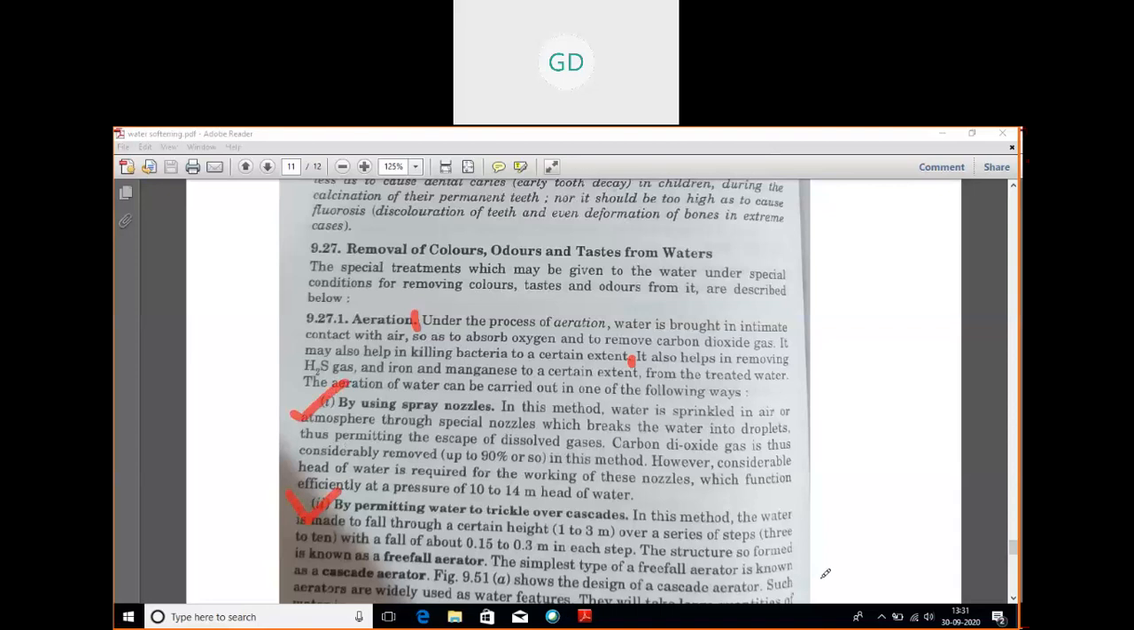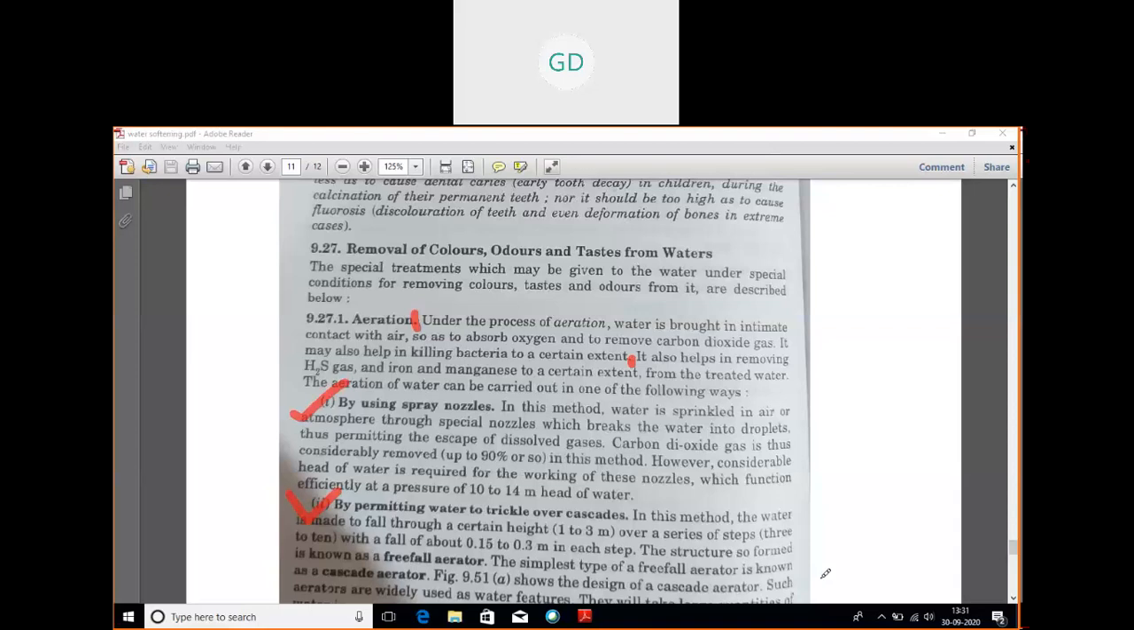So in this method, there are certain special nozzles which face the atmosphere, or the air. Water is sprinkled in the air through these special nozzles, and the water converts into droplets.